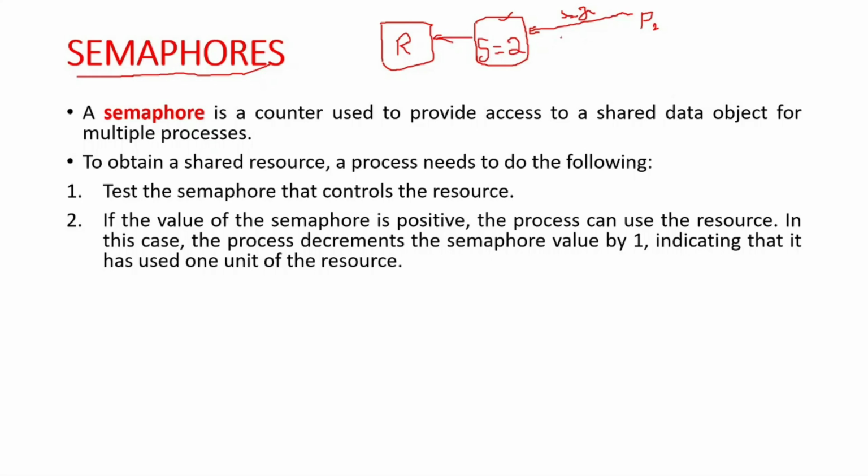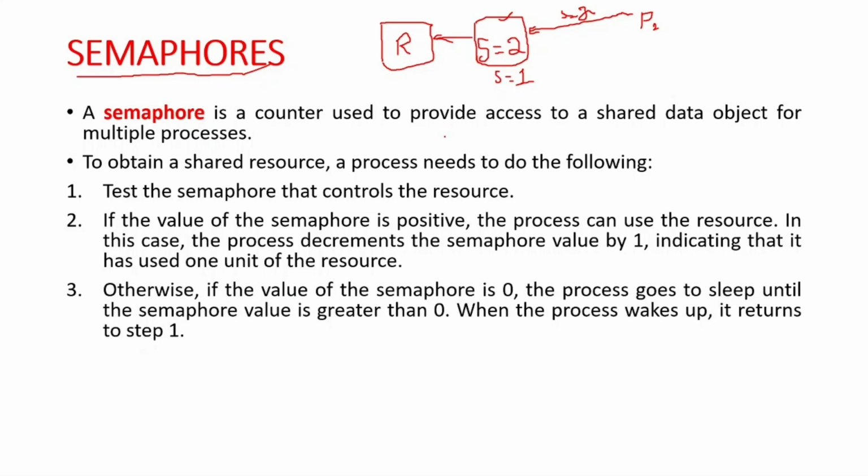But when it accesses the resource, it decrements the value of the semaphore by 1. So the current value of the semaphore, after P1 accesses, will be, let me write the updated value, S is equal to 1. This will be the new semaphore value associated with R.